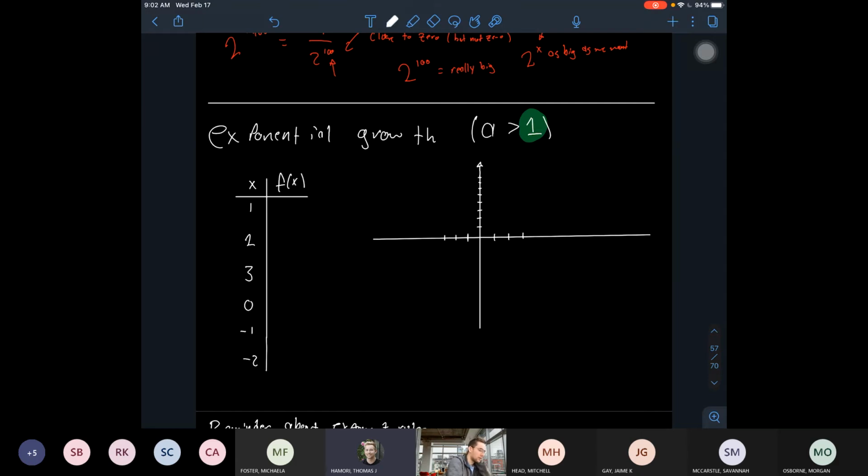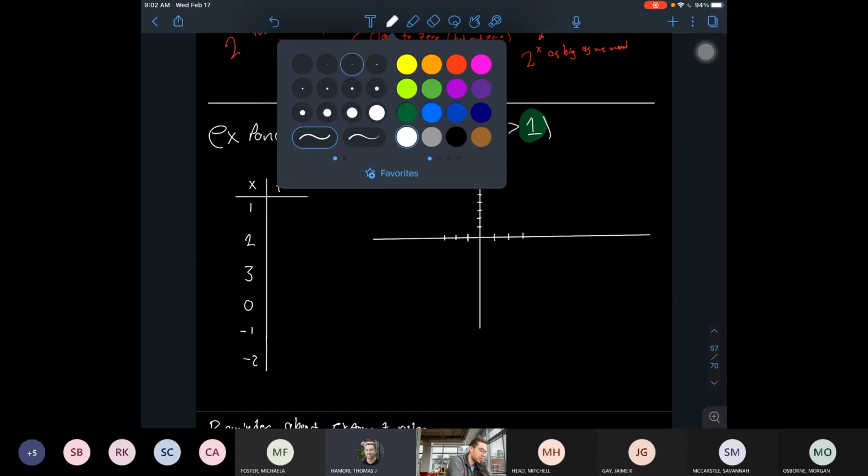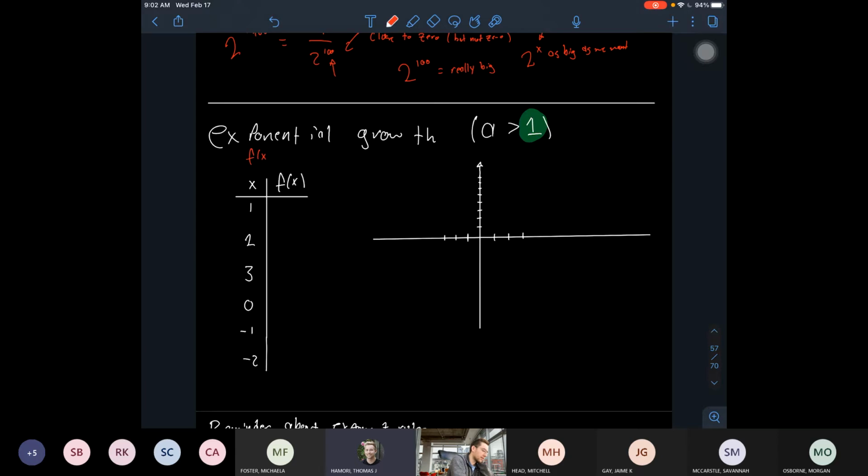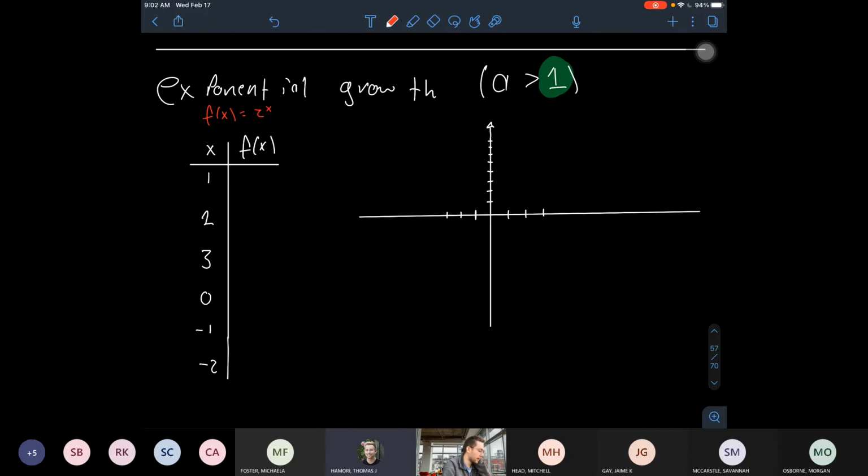So let's take, for example, the function that we were just using. We'll use f of x equals 2 to the x. Well, we can plug in different values of x into this function. If we plug in 1, we would get 2 to the 1, which would be equal to just 2. If we plugged in 2, we would get 2 squared, which is 4. If we plug in 3, we would get 2 cubed, which is 8. If we plug in 0, we'd get 2 to the 0. And remember, anything to the power 0 is just 1.